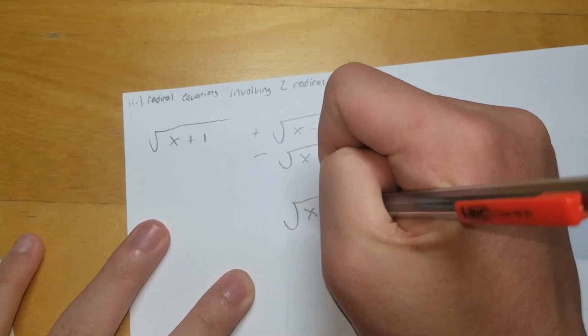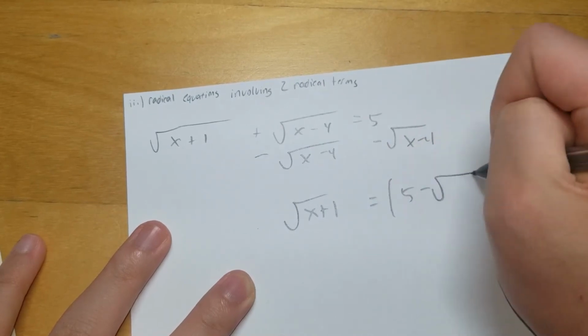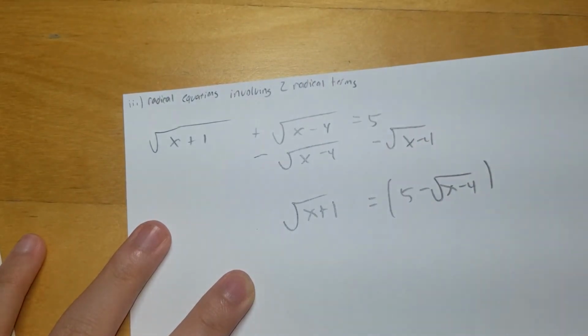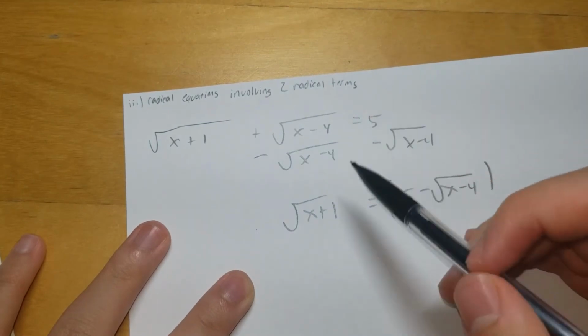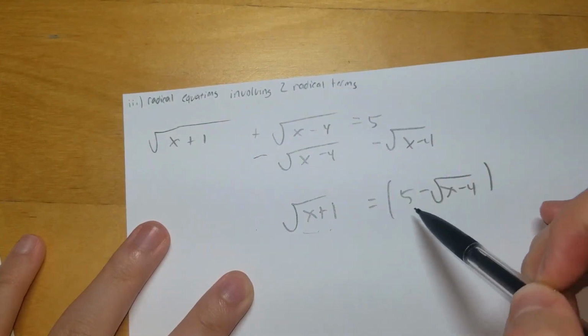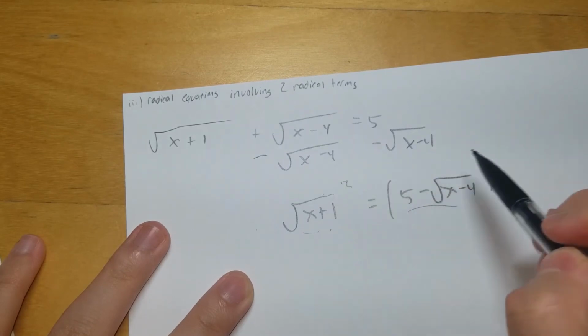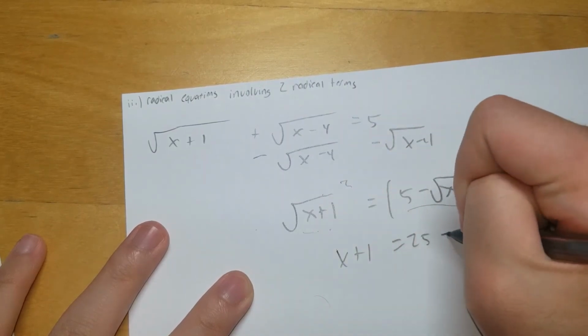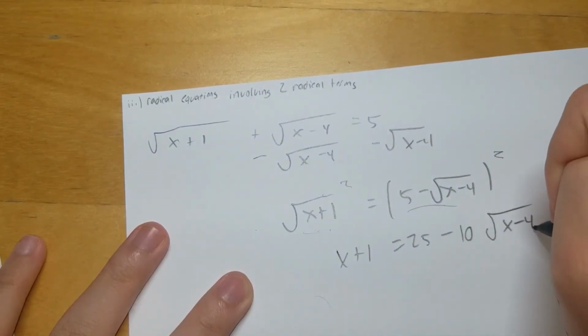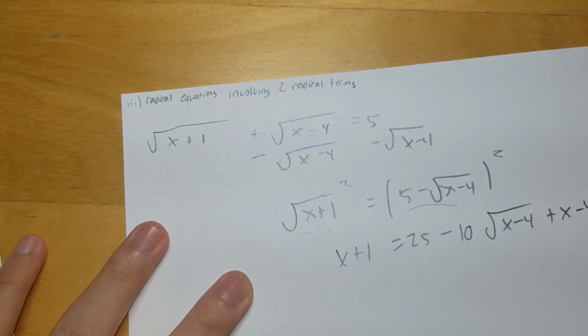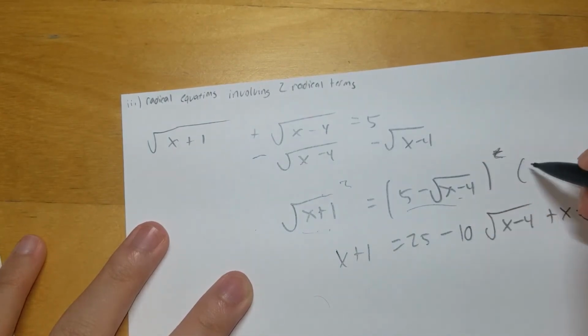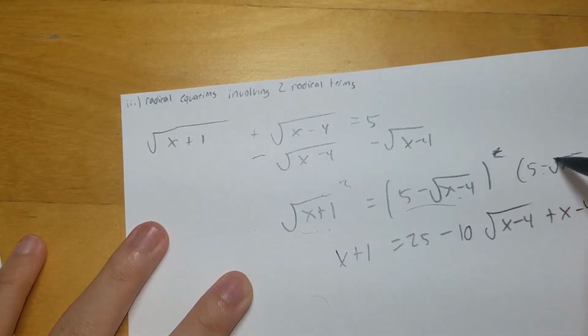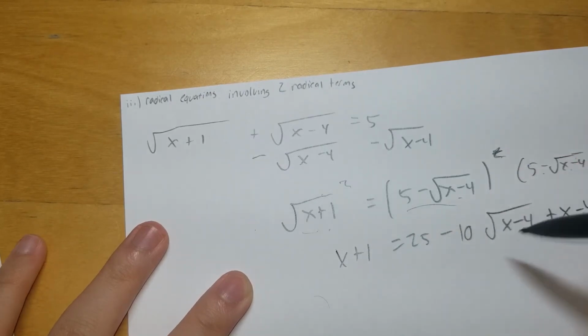What are you left with? X plus 1 equals 5 minus x minus 4. Okay. So you see that how we have isolated right here and isolated right here. So we square both sides. And what you're basically left with is x plus 1 equals 25 minus 10 x minus 4 plus x minus 4, if you just FOIL. This times that cancels out, the radical cancels out, only the number remains, x minus 4. And then you just FOIL it out and you get this.